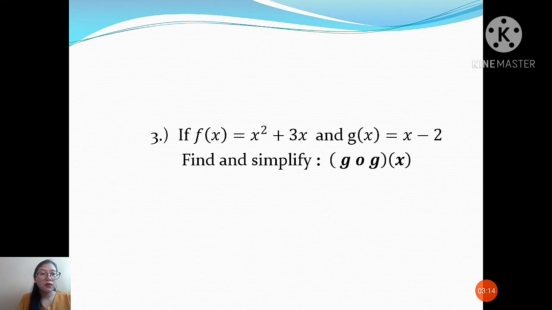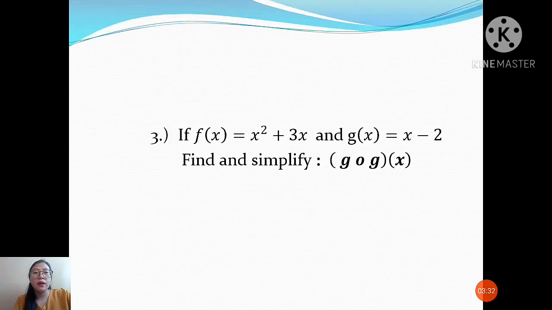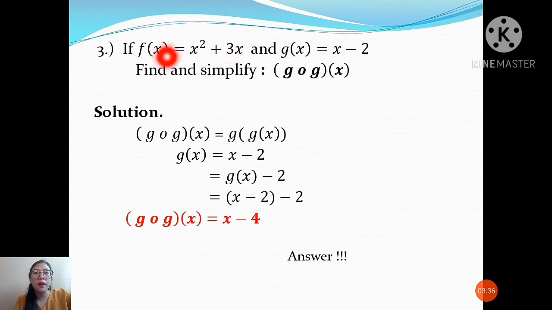Okay, now you only have 5 seconds. 5, 4, 3, 2, 1. So let's answer this number 3. If f of x is equal to x squared plus 3x and g of x is equal to x minus 2, then find and simplify g composed with g of x.